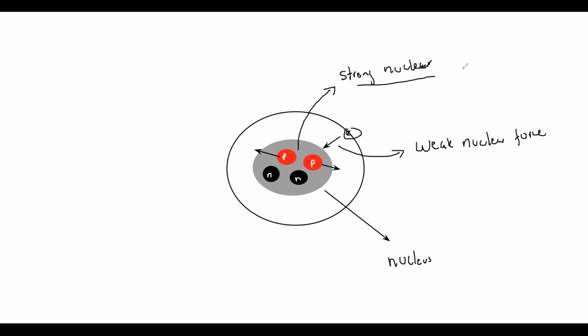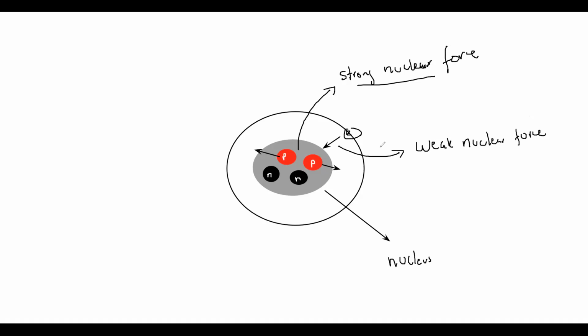So basically there are two types of forces which exist within an atom. One is the strong nuclear force, which is short range, and it acts on the particles inside the nucleus. Another one is long range but weak, and that is called the weak nuclear force. So within an atom, we have the strong nuclear force and the weak nuclear force.